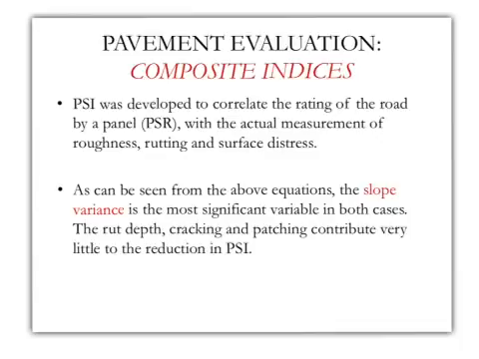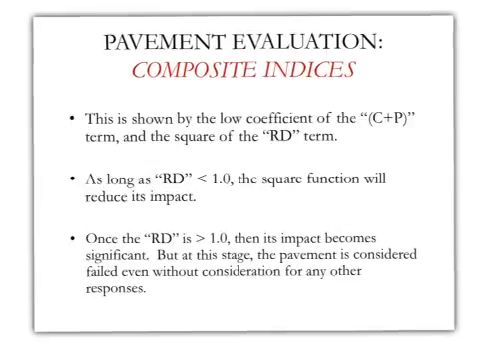As I mentioned before, the slope variance is one of the most significant variables in both cases, while the rut depth, cracking, and patching would contribute very little to the reduction of the PSI. This is clearly shown by the low coefficient. For example, for the C plus P, the cracking plus patches will have a low term. Same thing for the squared value of the rut depth.